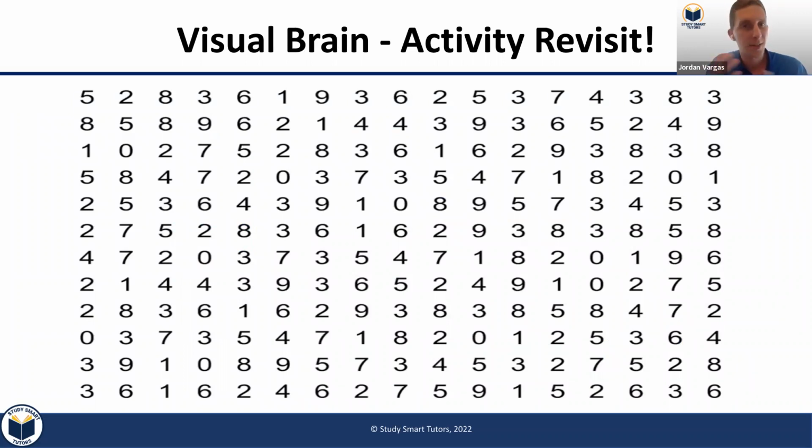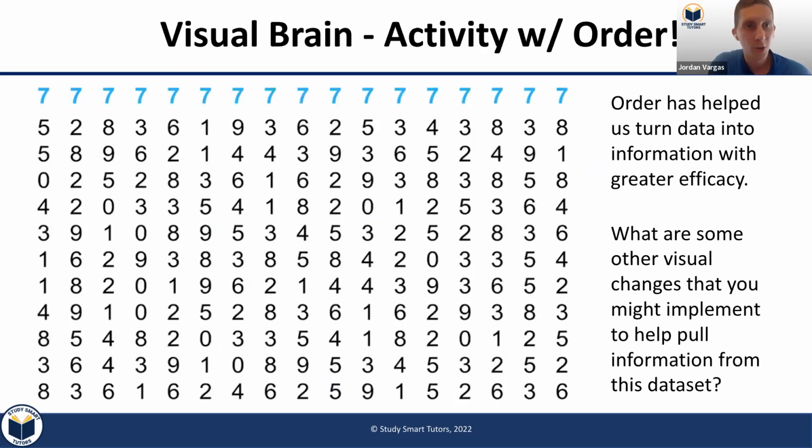And what happens if I just slightly rearrange it and put some order to it? It becomes even easier, right? We can count column by column here and arrive at 17, as you all did a little bit earlier, for the number of sevens. And so order has helped us turn this data into info with greater efficacy. Moving beyond just this type of visual, what can we now implement?